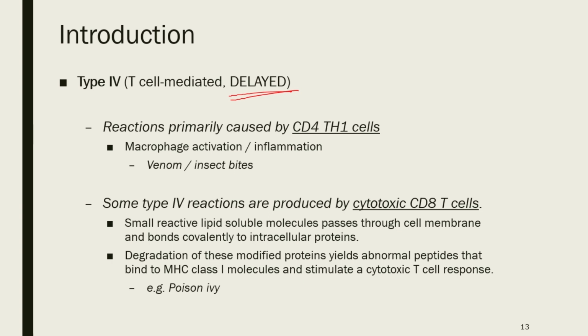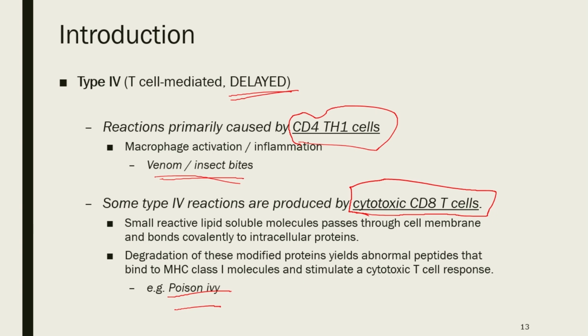So what are some of these things that are delayed? Jumping down a little bit on the page here: poison ivy, venoms, insect bites. Those are not immediately happening in most cases. It takes a little time. So here is an example: they are primarily caused by the actions of CD4 TH1 helper cells. And here is the second type. Some type 4 reactions are actually produced by cytotoxic CD8 T cells. Those are all T cells.